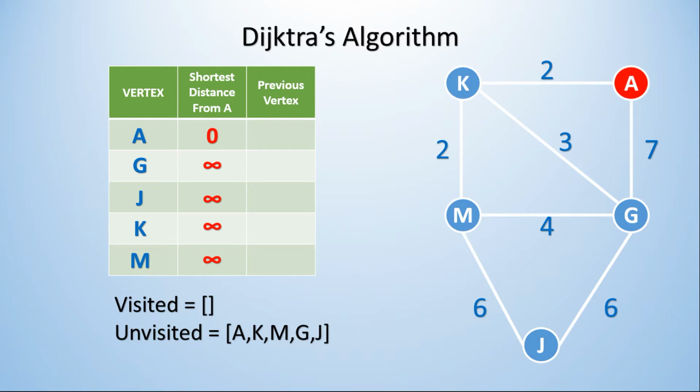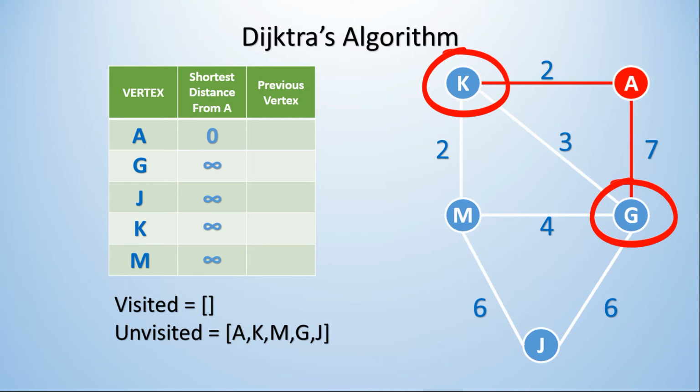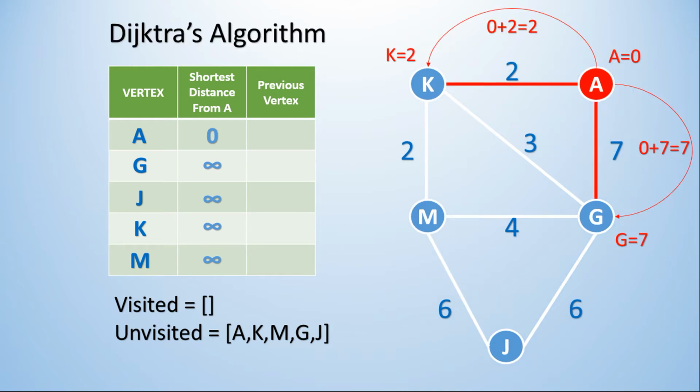First time around, our starting vertex will be A. For the current vertex, examine its unvisited neighbors. Since we are visiting A, its unvisited neighbors are G and K, these are the vertices that A shares edges with. For the current vertex, we calculate the distance of each neighbor from the start vertex. The distance from A to G is 0 from A plus 7, which equals 7. And from A to K is 0 from A plus 2, which equals 2.